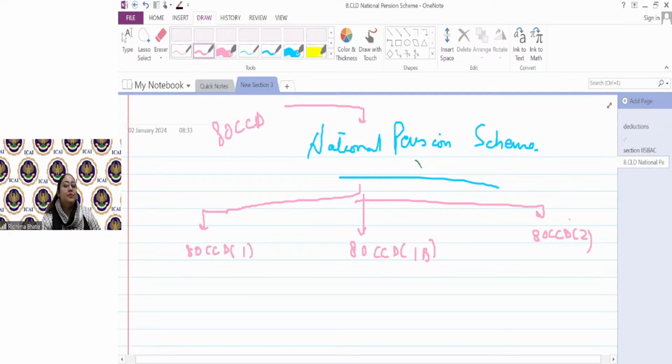The 80CCD subsection 2, guys, write it clearly in big letters, is available to 115BAC also. Okay? Only 80CCD subsection 2, not 80CCD entirely.